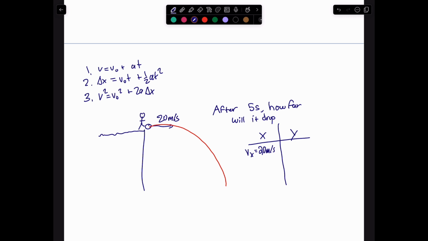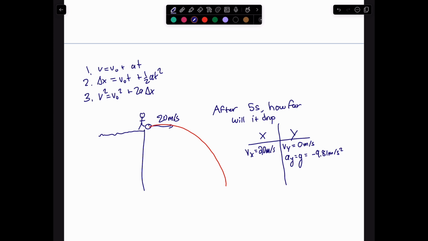Vy is going to be 0 meters per second, because right off the bat, this ball is not moving vertically at all. It's being kicked completely horizontal. And I should mention that the two velocities I just wrote down are initial velocities. Now, what about acceleration? Well, acceleration in y is going to be g, which is negative 9.81 meters per second squared.